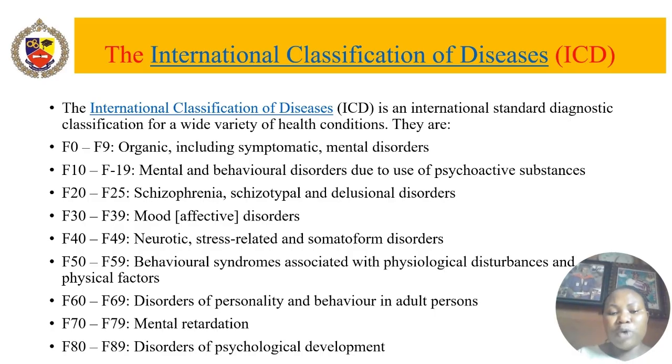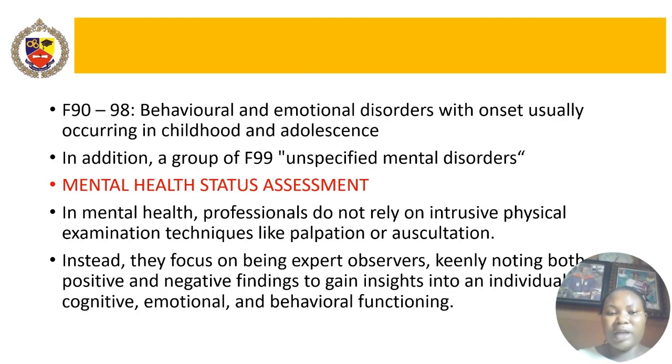So it is F0 to F99, and there we have organic, including symptomatic mental and behavioral disorders, schizophrenia, mood affective disorders, and neurotic behavioral syndromes, and so on. And the last one is unspecified mental disorders. So when you begin to see symptoms that fall into all of these categories, you will be able to know how to diagnose them.